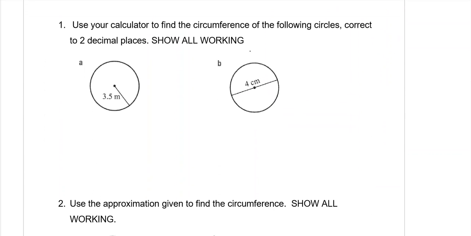It says, use your calculator to find the circumference of the following circles, correct to 2 decimal places this time, show all working. The other thing that's different about this question is it doesn't tell us which formula to use, so we have to work that out ourselves.